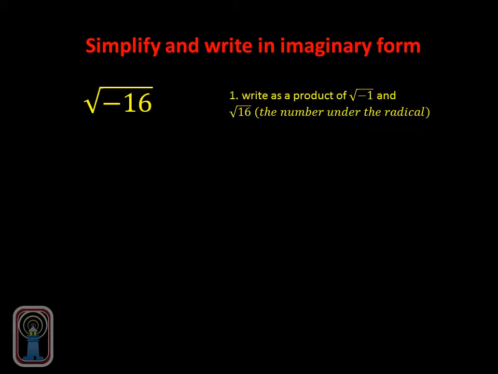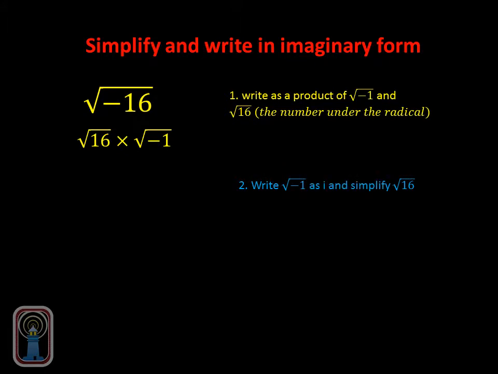Now let's see how i's situation relates to imaginary numbers. Today we're going to simplify and write imaginary numbers. Let's take this example, the square root of negative 16. First, we have to write it as a product of the square root of negative 1 and 16, which is the number under the radical.